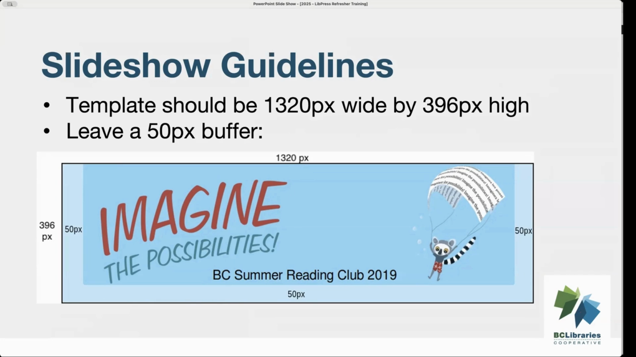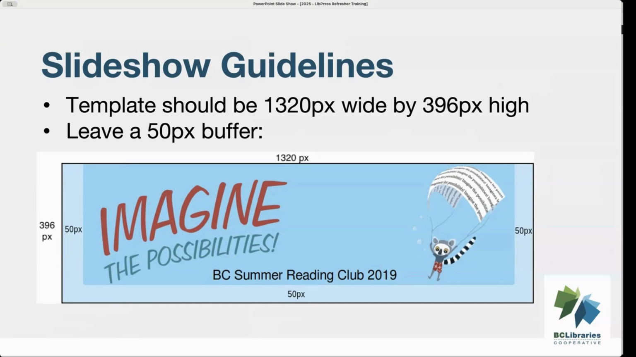So to go along with that, we've made the best practice for the size of the slide to be a bit higher resolution. So that 1320 by 396 measurement, and then of course the 50 pixel buffer. This is also all in the manual, but I just wanted to make sure to point it out here because it is different from what it used to be.